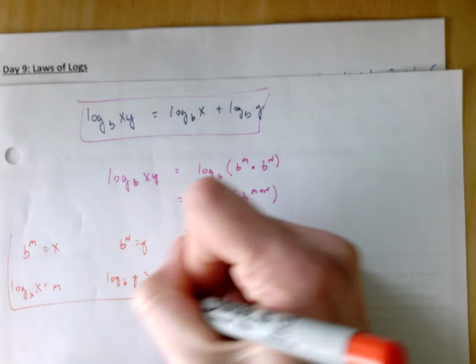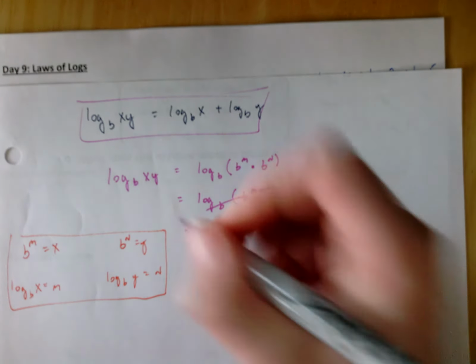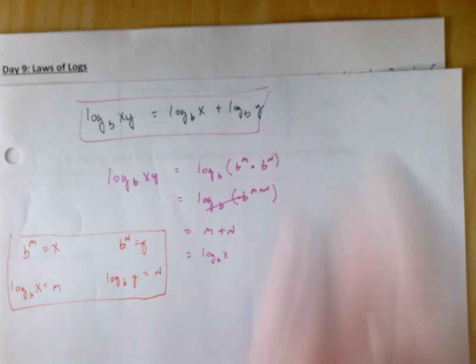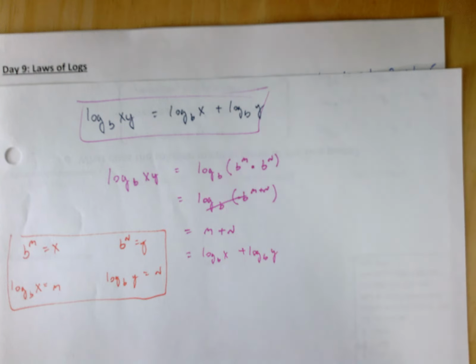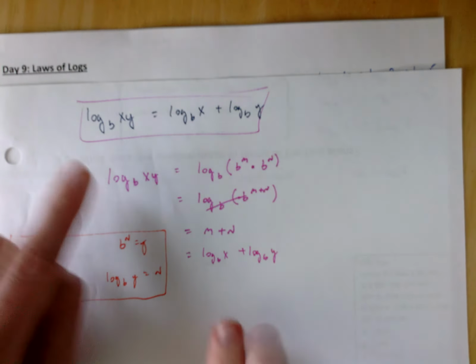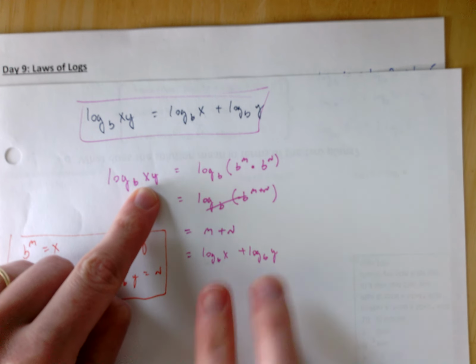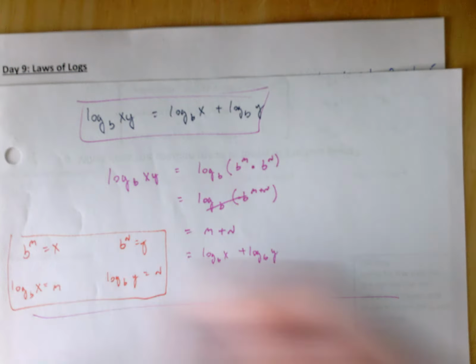So using that information, I can go back over here and say, okay, well, this is equal to, we said m was the log base b of x, and n was the log base b of y. So we've proved what we were trying to prove, that when it's two things that are multiplied together, you can break it into two different logs that have been added together. That's the rule that we were looking for. Awesome. Okay, so that is our first proof.